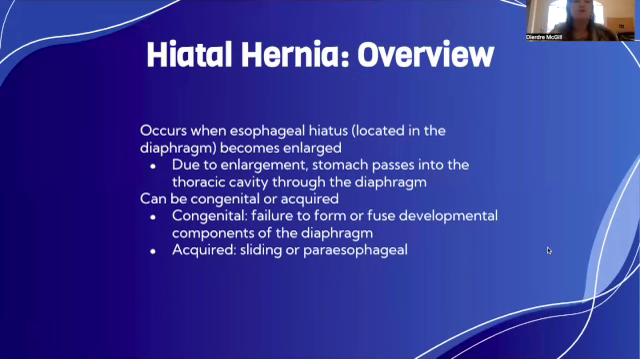So just an overview. This occurs when the esophageal hiatus, which is actually located in the diaphragm, becomes enlarged. And because of that enlargement, the stomach will actually pass through the diaphragm. It can be congenital or acquired. Congenital would be when there's a failure to fuse those developmental parts of the diaphragm. And acquired would be examples of sliding or paraesophageal hernias, and we'll go over those here.